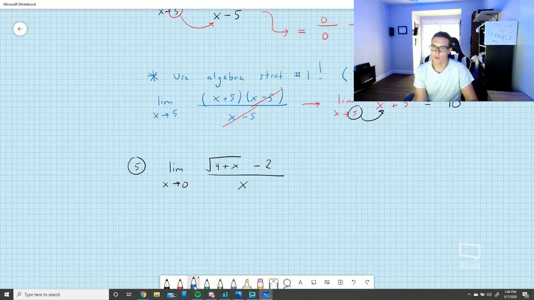Okay. Weird. There's a radical and a -2 and an x. This is a bizarre problem. It's been designed to help us with something later. So don't worry about the weird nature of this function. Instead, try to figure out the limit.